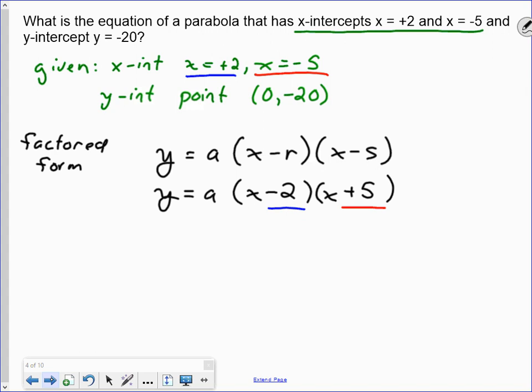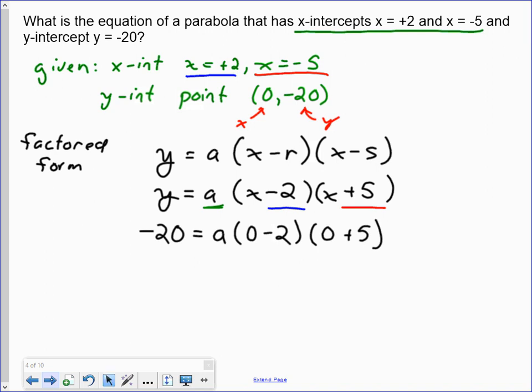So I'm able to sub that information into my factored form here. Now, I still have this issue that I need to solve for this value of a. But again, just like last time, they've given us this point, an x value and a y value. So I can sub in my value for x and my value for y. My y is negative 20. I still don't know what a is, but x is 0. And I'm going to sub in 0 here as well for x.